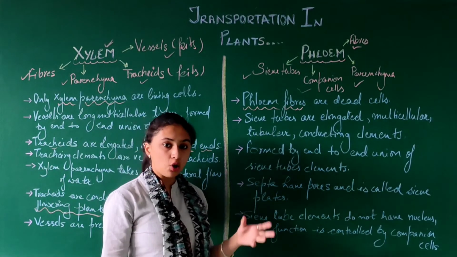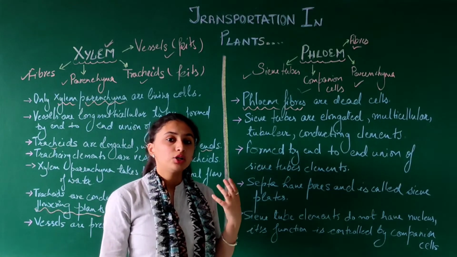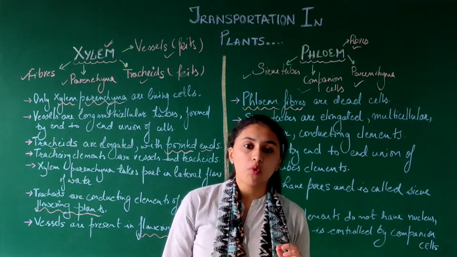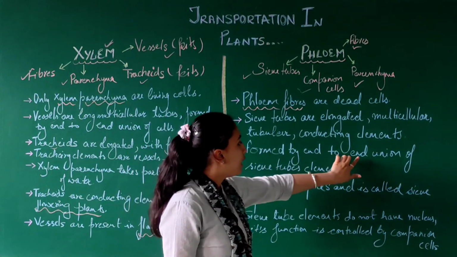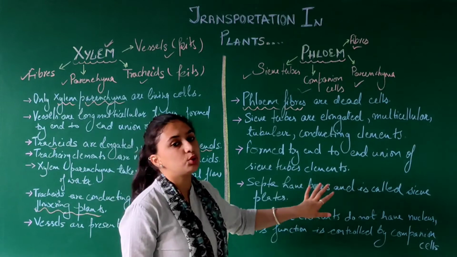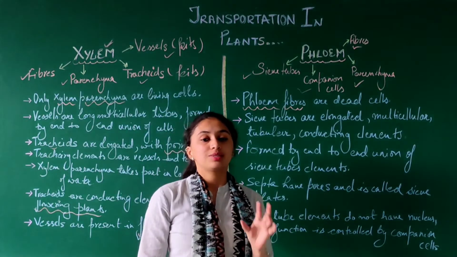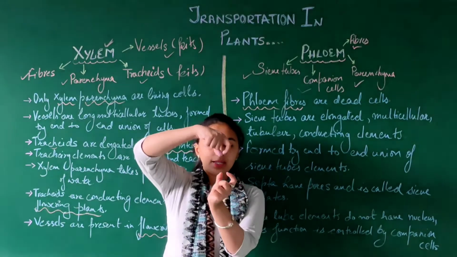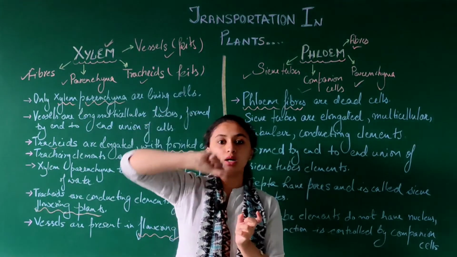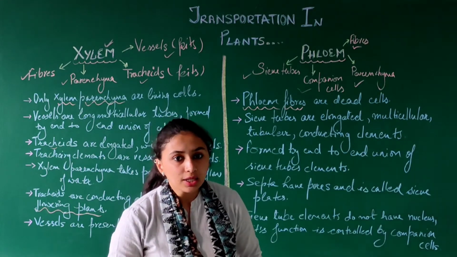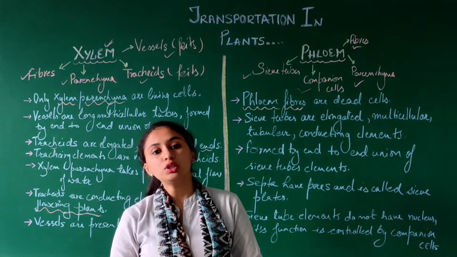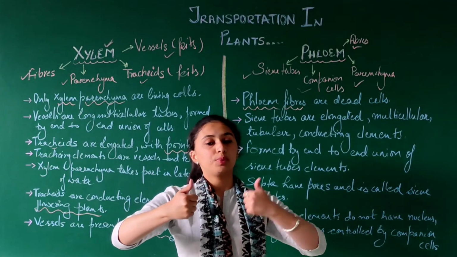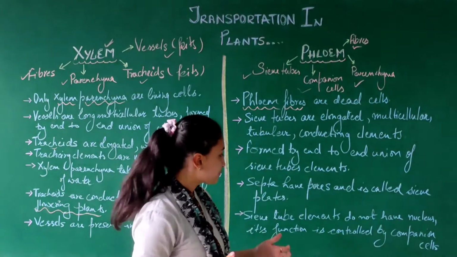Sieve tubes are elongated, multicellular, tubular conducting cells. These, like vessels, are formed by end-to-end union of several sieve tube elements. Means the cells of sieve tubes bind end to end and form a tube-like structure for conduction of the food and hormones from the place where they have been produced to the place where they are required.